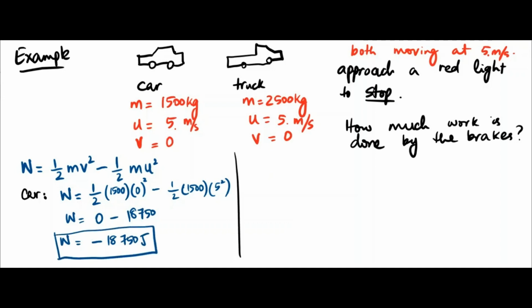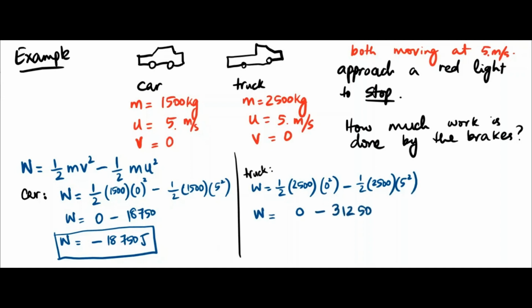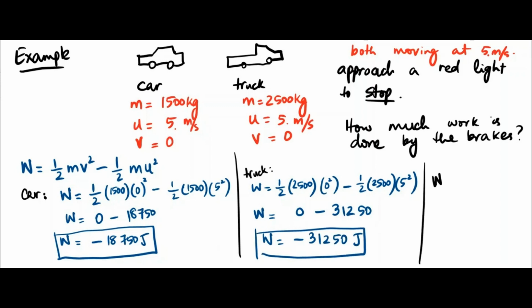Let's find out for the truck using the information that we were given in the problem. In this case, we're going to apply the mass of the truck, which is 2500, and initial and final velocities need to be squared in the equation. When we solve this equation and put the numbers in the calculator, I'm getting 0 minus 31,250, which means I'm getting a negative answer of 31,250. Now this is a bigger number for the truck, which means that the truck's braking system is going to do more work as compared to the car.